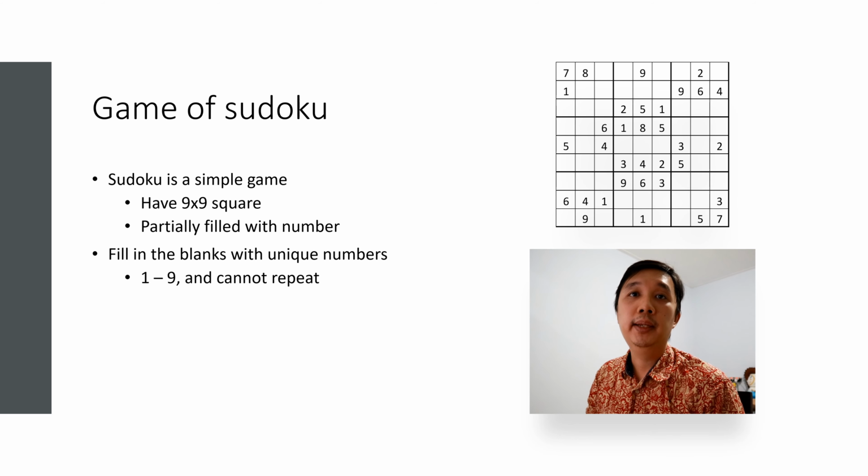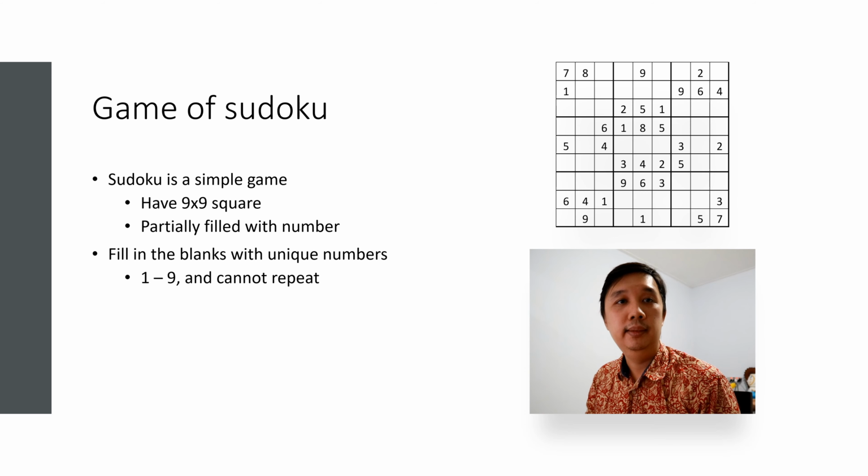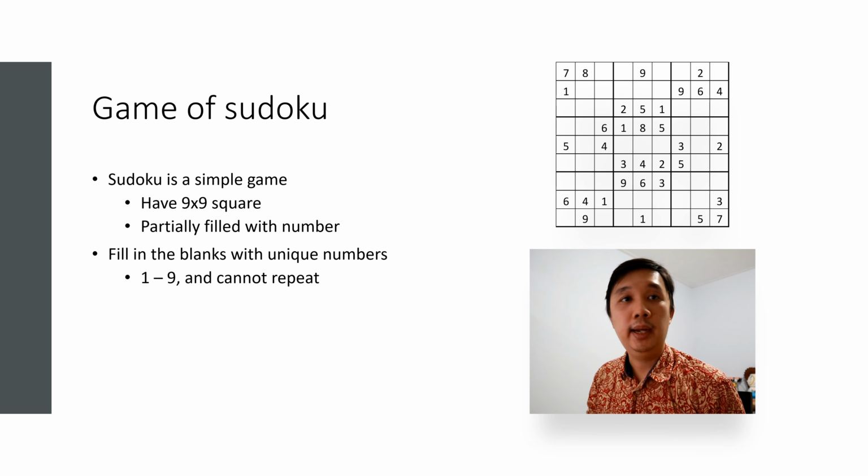Sudoku is a really simple game and it was meant to be played with pen and paper. However, nowadays digital versions do exist. The game consists of a grid with an area of 9 by 9, and these grids are partially filled with numbers. Your task is to fill in the blanks with unique numbers between 1 to 9. However, there are certain rules that you must follow in order to win this game. I will explain them on the next page.